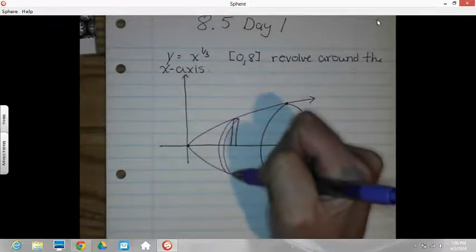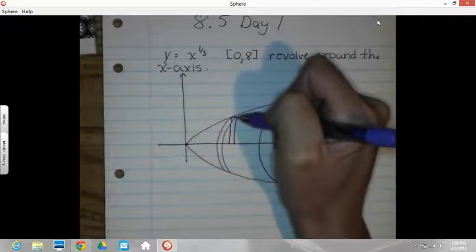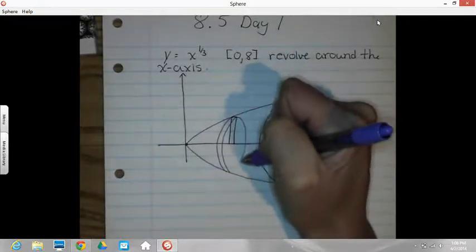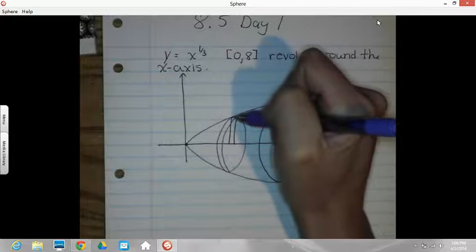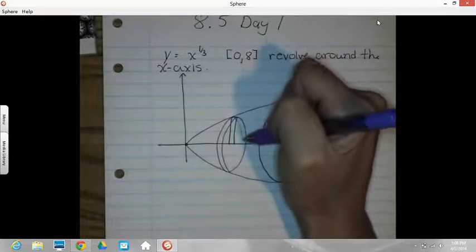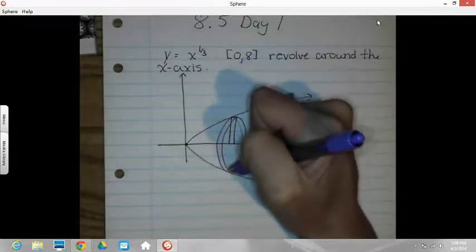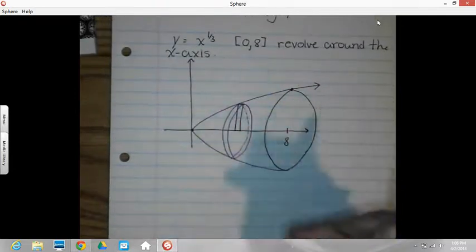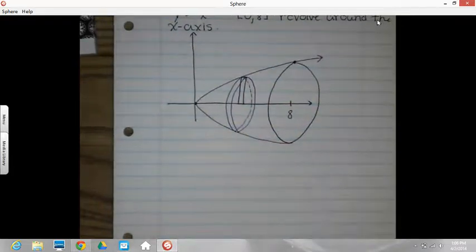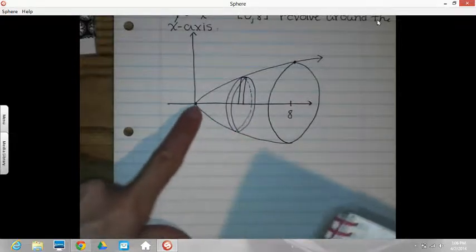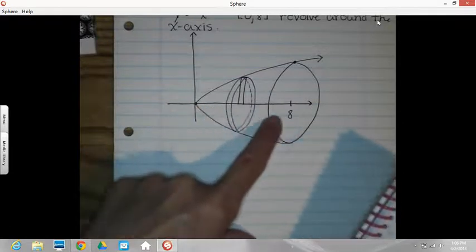And the discs are shaped like cylinders. Or you can think of them as like coins. They're supposed to be a little more round than that, but that's the best I can do there. We're going to be finding the volumes of those little cylinder pieces, and then we'll use the integration technique to sum them all up all the way through.